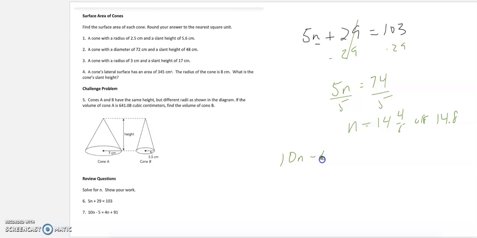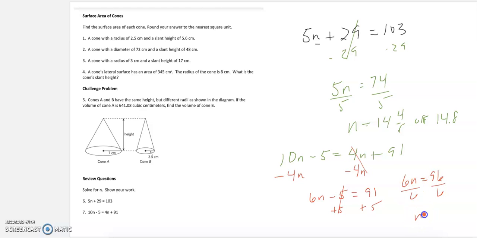All right, and the next one here: 10n minus 5 is equal to 4n plus 91. What I do first here is get rid of this 4n, because I have a variable on both sides. So I subtract 4n from both sides. Those cancel out. I'm left with 6n minus 5 equals 91. From here, this equation looks just like the equation from up here. I'm going to get rid of this minus 5 by adding 5 to both sides. Those cancel out, so I'm left with 6n equals 96. I divide both sides by 6. I get n equals 16. And there you go.